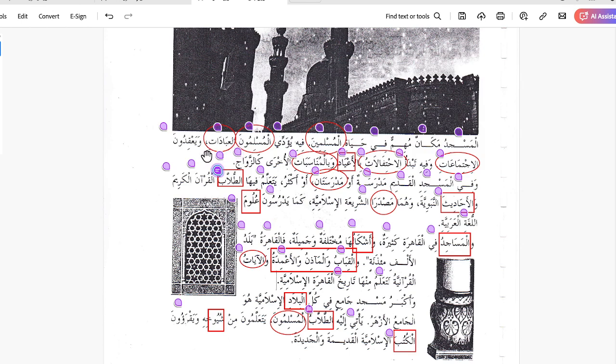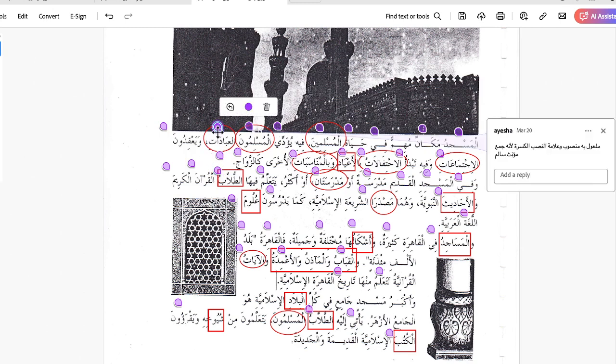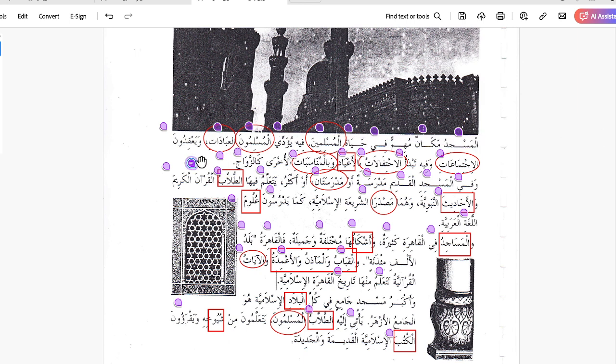We have to use ati here because we have to make it mansub, since this is maf'ul bihi. Maf'ul has to be mansub, so we can't use atu here, we have to use ati. So al-ibadati is maf'ulun bihi mansubun, wa alamatu nasbi al-kasra li'annahu jam' mu'annath salim. The kasra is the sign that this is mansub, because for mansub and majrur this word remains the same.